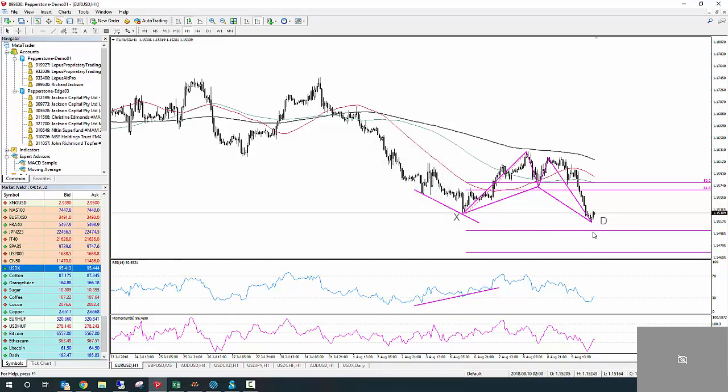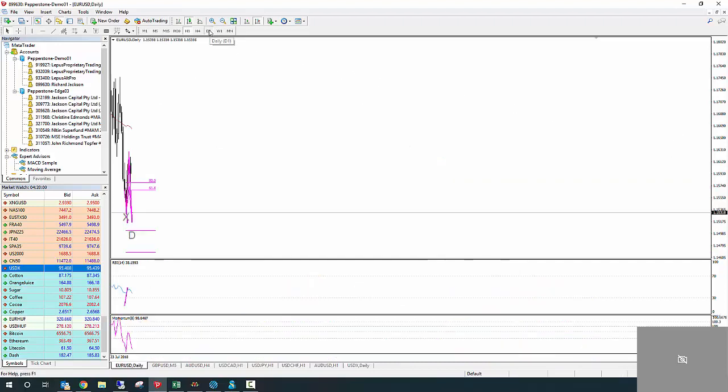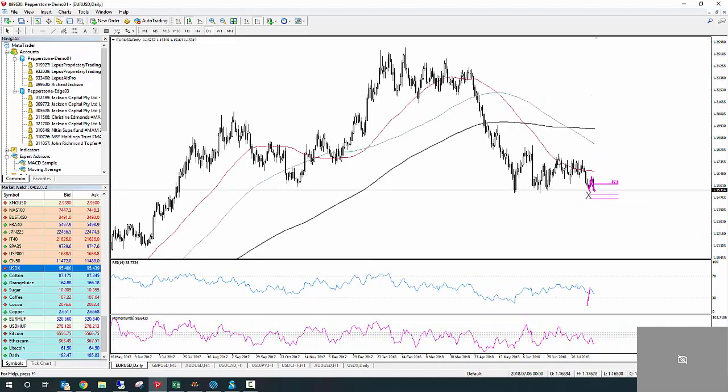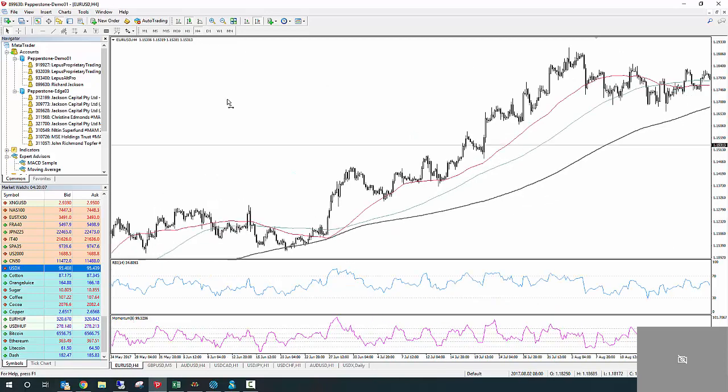Now, at point D we haven't quite got to the 1272 or the 1618, have we? So I don't think this is over. We might come back down into here. If this does come down into the 1272 and the 1618, it's a buying area for a continuation of the move. But if we take a longer time frame, let me get rid of everything, let's have a look over here.